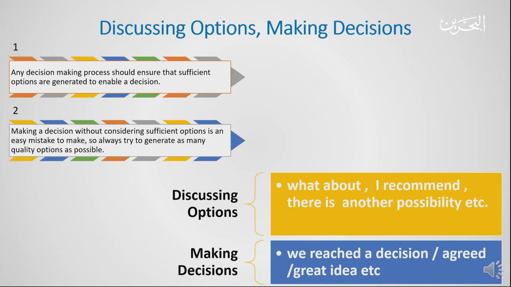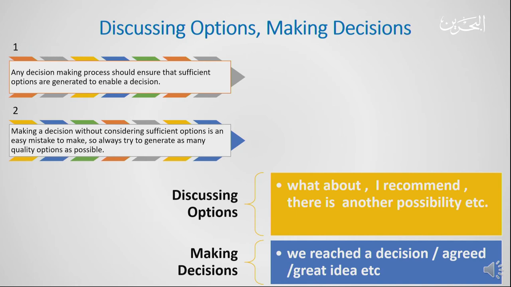Now we will move to two important concepts of the lesson. First, discussing options and making decisions. So what do we mean by discussing options? Any decision-making process should ensure that sufficient options are generated to enable a decision. What do we mean by sufficient? It means enough. And how about making decisions? What do we mean by that?